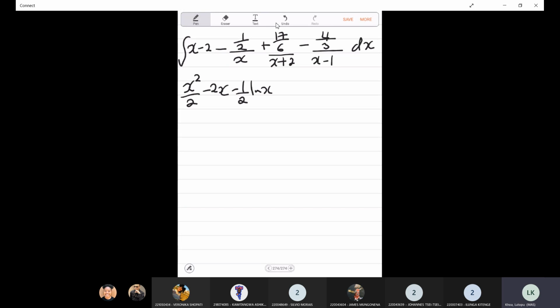And then here the 17 over 6 can go outside. So we have plus 17 over 6 ln of x plus 2. And then the last one is -4 over 3 ln of x minus 1. And then we add our constant of integration.